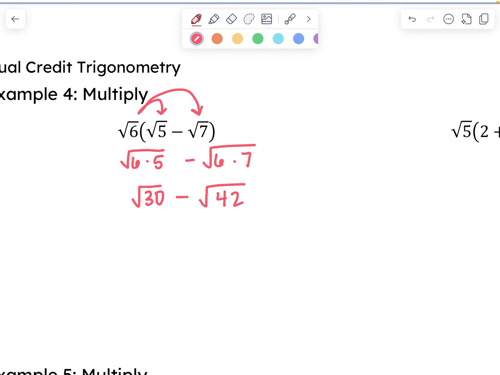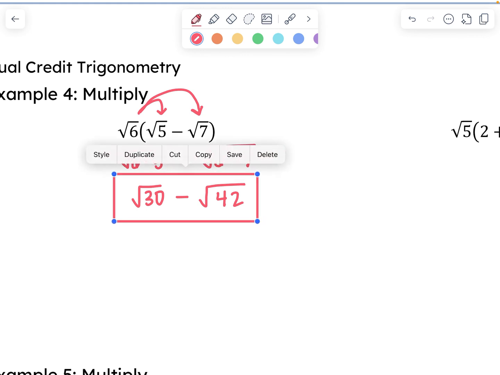I'm going to do the same thing for the square root of 42, and I'm going to come to the same conclusion. I cannot break that one down either, so this is my answer here, the square root of 30 minus the square root of 42. So don't forget to check and see if you can break them down. Sometimes you can, sometimes you can't, so make sure you are checking.